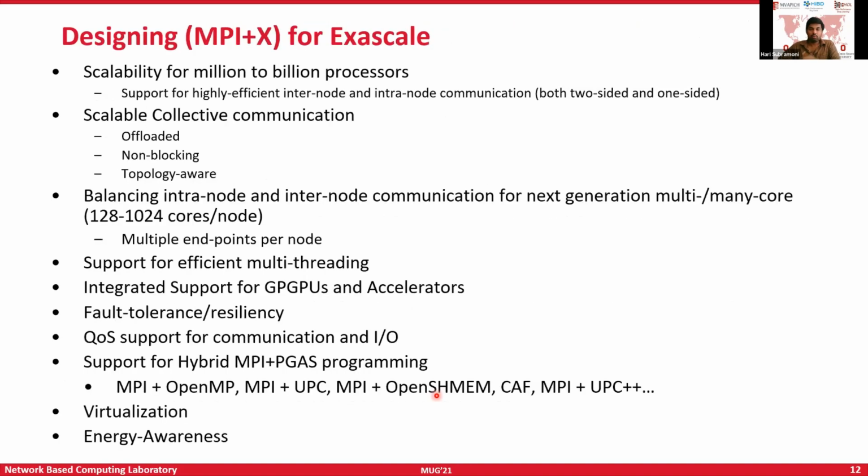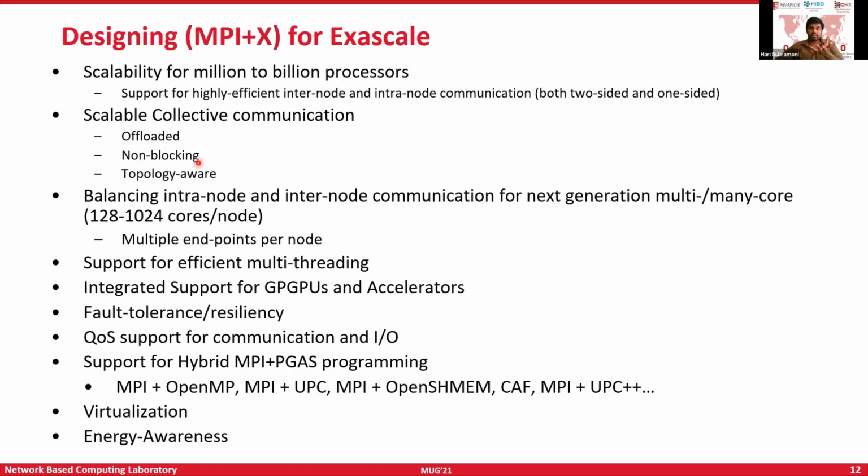So what is it that we are looking at going forward? We obviously want scalability to millions or billions of processes going towards exascale. We want to have scalable collective communication, which is probably offloaded, looking at topology awareness, the ability to have non-blocking support.